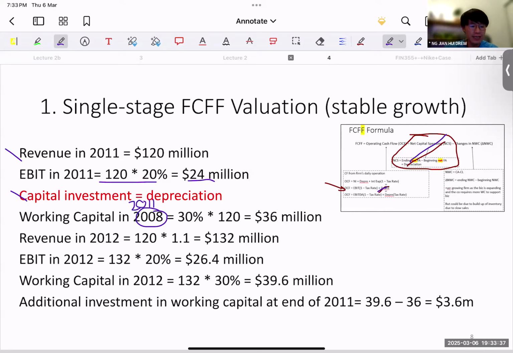In terms of revenue for next year, it will grow by 10% every year, so 1.1. Again, the EBIT is this, and then working capital is this. The reason we wanted to calculate the second year's working capital, the year 2012, is so that we can determine the change in net working capital.